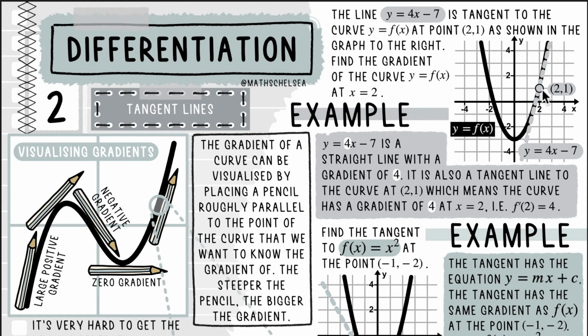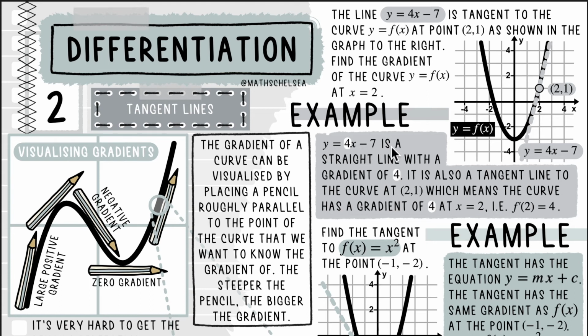As with every question in maths, all your information is there in the question, so let's use it. We want to know the gradient of the curve at x equals 2. What do we know about this point? We know that a tangent line with equation y equals 4x minus 7 passes through this point and is tangent to this curve. That means that y equals 4x minus 7 must have the same gradient as the curve at this point. So if we find the gradient of this tangent line, then we've practically found the gradient of the curve at that point.